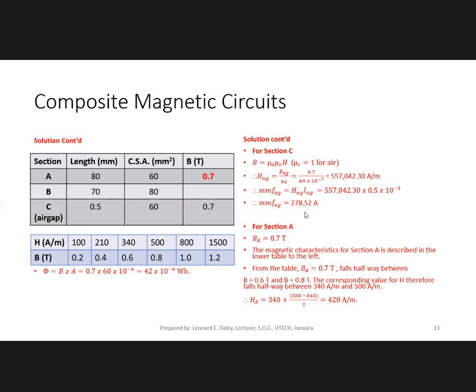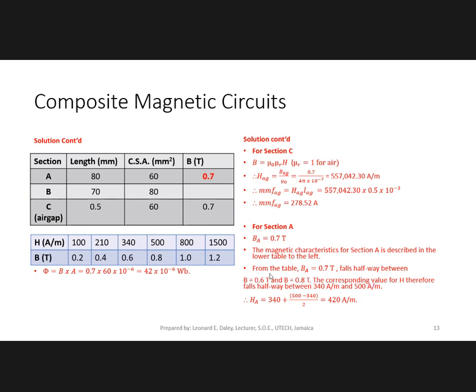Now from the table, we can see that when B is equal to 0.7 T, we actually don't have an exact value for it here, right? Because the table only has B's going up in 0.2s, so we don't have a 0.7. But B would be somewhere between 0.6 and 0.8. That means that H would be somewhere between 340 and 500. Just picture the BH curve.